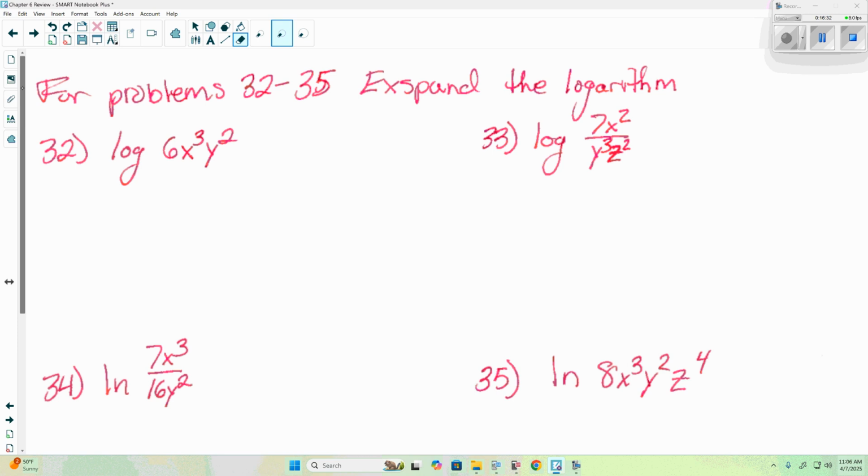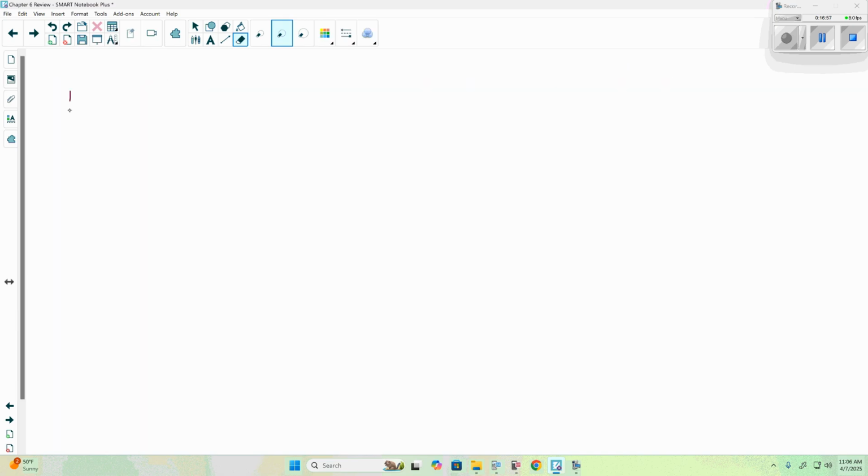The other 12 of them, evaluate. Plug it into the calculator, plug it into the calculator. Logarithms, plug it in, plug it in, plug it in. The last 4: 2 are expanding, 2 are condensing. When we expand logarithms, there's a specific order in which we expand it.